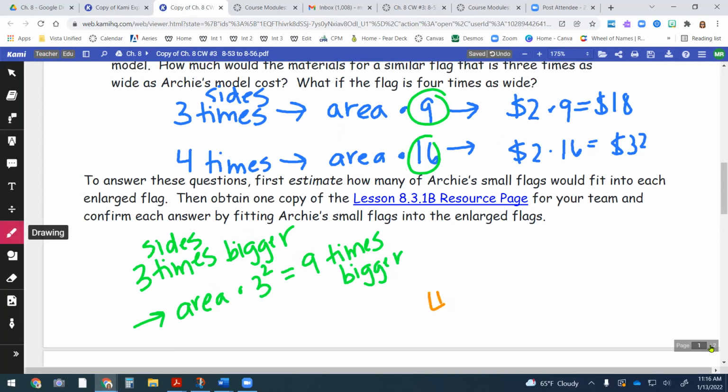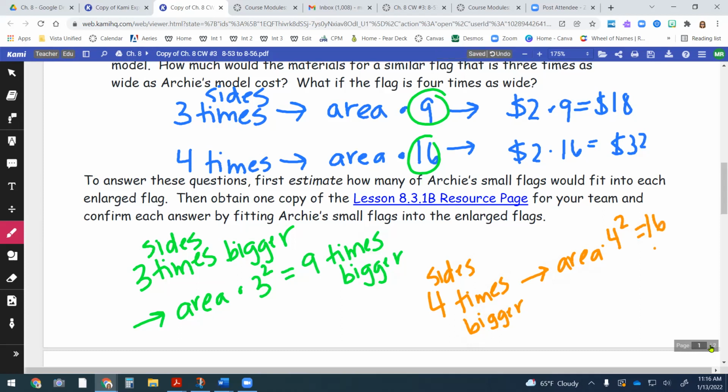And if my sides are 4 times bigger, my area is 4 squared times bigger, or 16 times bigger. So whatever I do to the sides in a similar shape, I have to do to all of the sides. But if I'm doubling or tripling or quadrupling or timesing by 5, the area is not that number times bigger, it's that number squared times bigger. So this is what we got through and this is what we submitted.